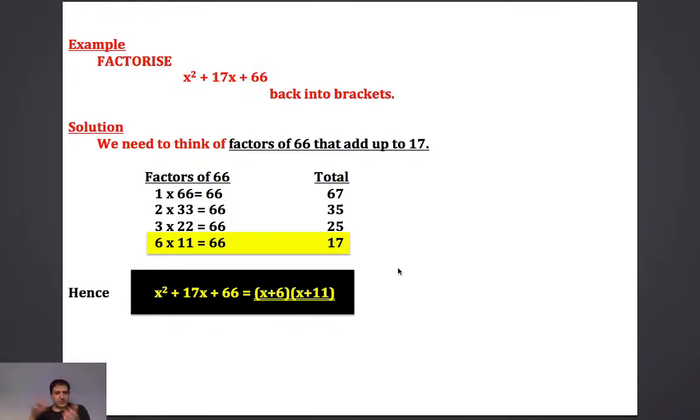And then of course you could just verify that if you want to by going the other way again and multiplying these brackets out, and then you'll get x times x will give you the x squared, x from the first bracket times 11 from the second bracket, and then 6 from the first bracket times x from the second bracket will give you 11x plus 6x, and together they'll make 17x. And then finally the 6 times the 11 will give you the 66.